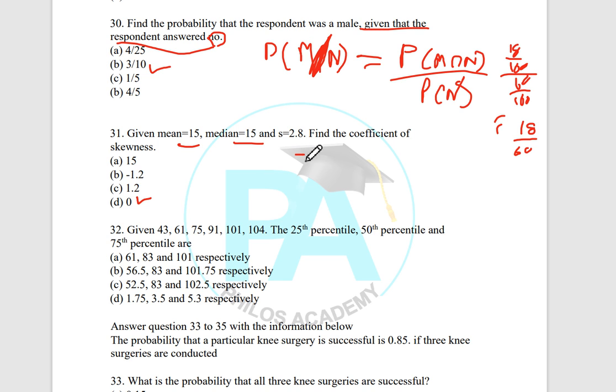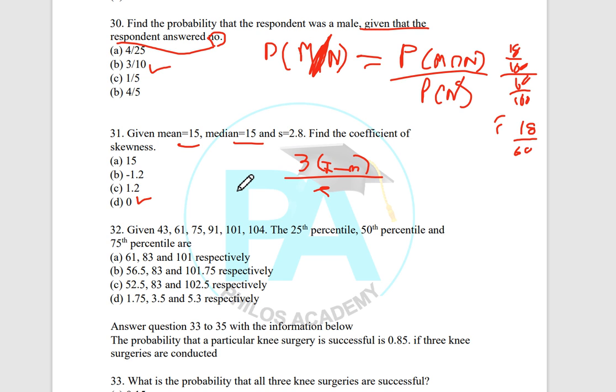Because the formula for coefficient of skewness is 3 into bracket mean minus median, divided by standard deviation. So if the mean is 15, 15 minus 15 is 0. 0 times 3 is 0, and 0 divided by anything is 0. So the answer is definitely going to be 0. So whenever you have a coefficient of skewness question where the mean is equal to the median, the coefficient of skewness will be 0.